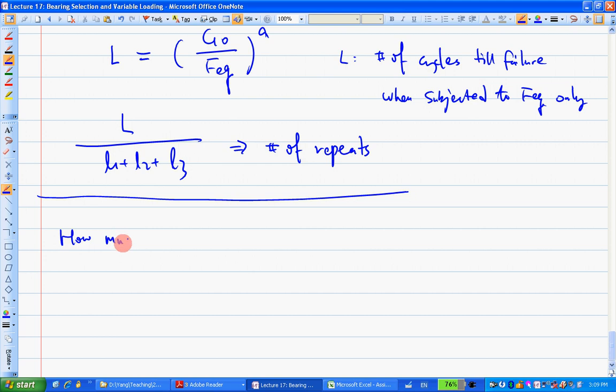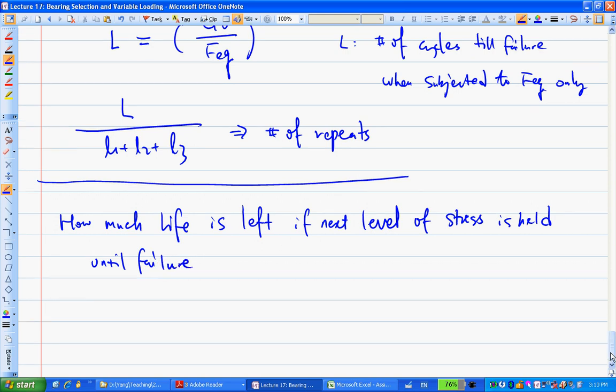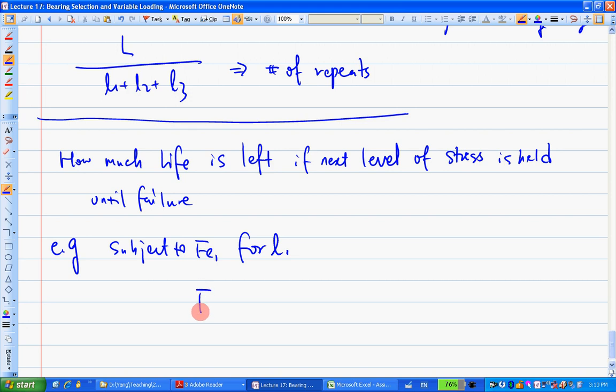So how much life is left if the next level of stress is held until failure? Here's an example. Let's say a bearing is subject to FE1, and then the next one is subject to L2, equal to how much until failure? This is one of the final questions that I'll give you in the latest one here.